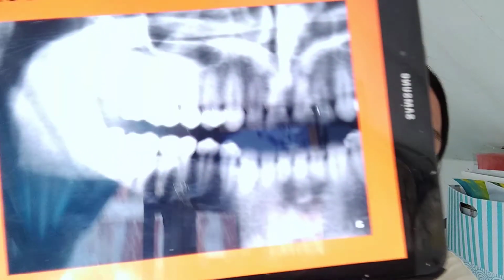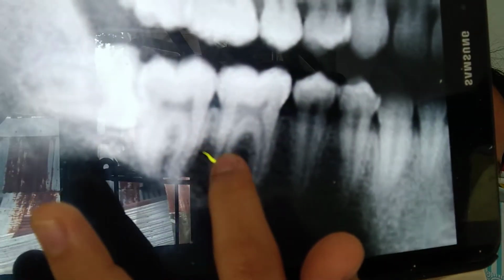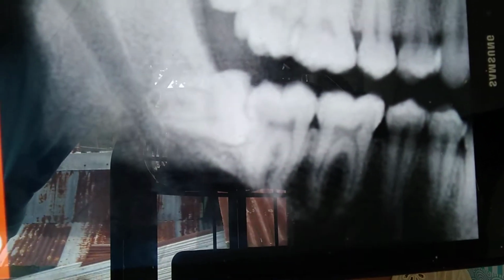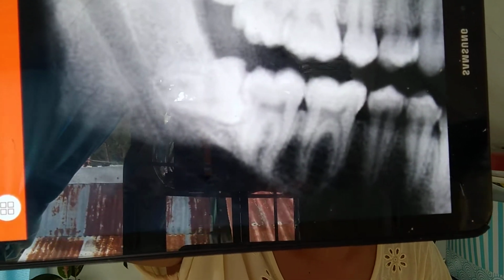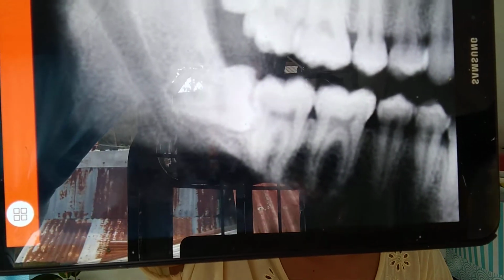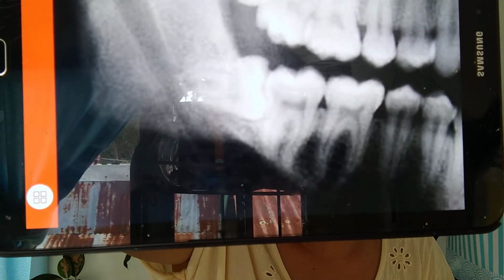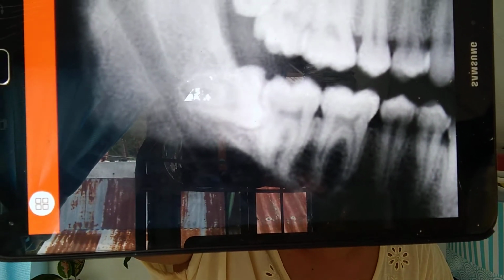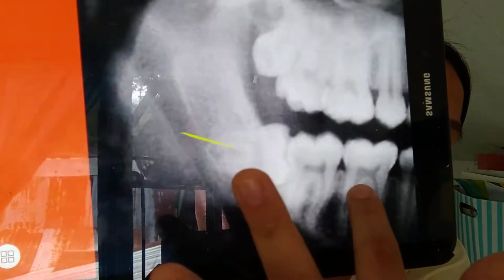So the next one is the removal of an impacted third molar in a horizontal position. So this is a picture of an impacted mandibular third molar in horizontal position. This one right here. As you can see, it is in a horizontal position. So the extraction of an impacted third molar in a horizontal position is considered quite difficult and must be treated with particular care. This tooth may be superficial or deep in the bone, and frequently its crown is close to the distal aspect of the second molar.